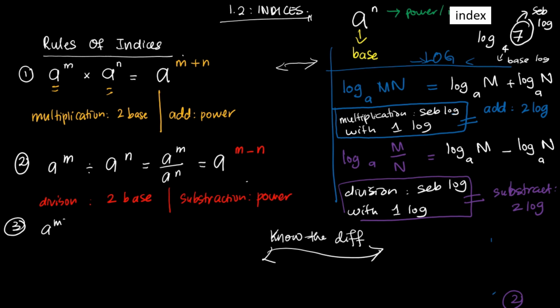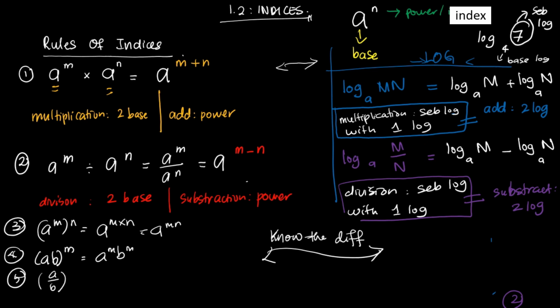A power of m multiply n, same base, the powers we can directly combine. It becomes mn. Right. Number 4, we have two different bases but sharing the same power. Alright, so it's the same. Okay, for the next rule, it is in terms of division, same like number 4. Okay, so a power of m over b power of m, no problem for this one.